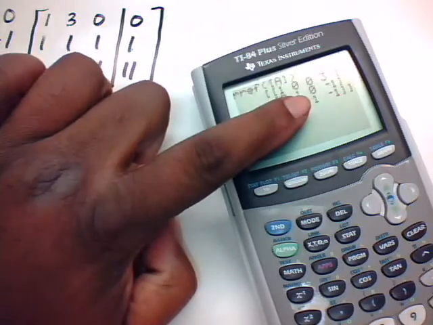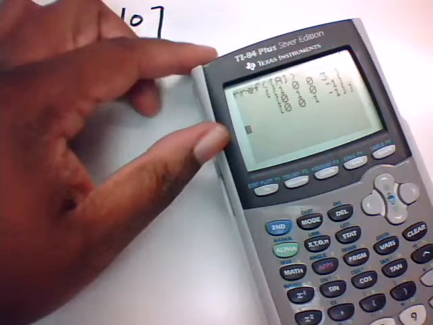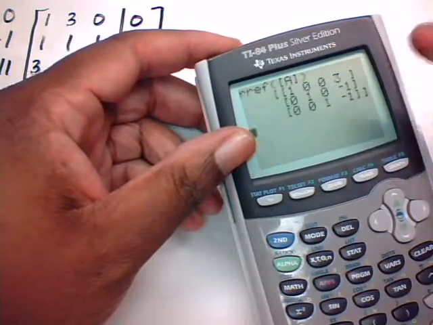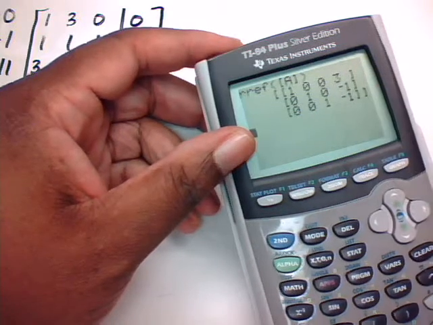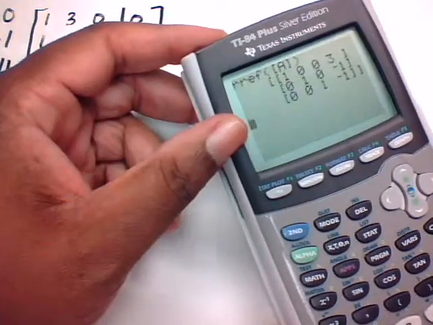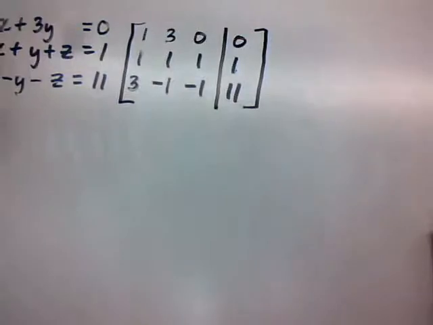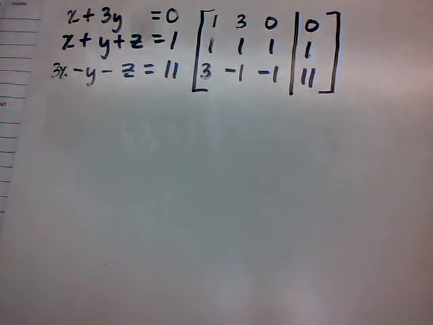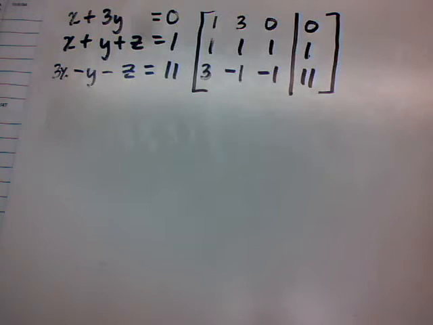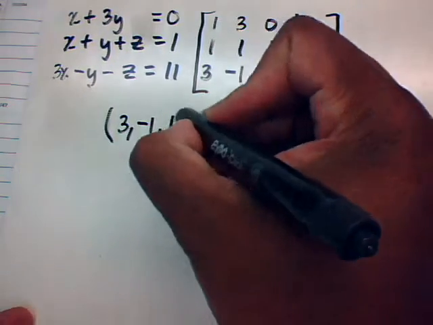Now you can see it's in reduced row echelon form. We have 1s in the main diagonal and 0s underneath it. But look at your numbers on the right hand side. Those are your coordinates for x, y, and z. 3, negative 1, negative 1. That's your ordered triple that you're looking for. So for this system of equations here, the ordered triple will be 3, negative 1, and negative 1.